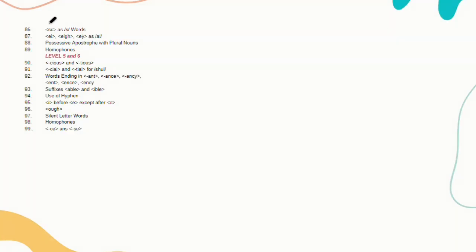Next we have SC, where C is silent, so we have a word list of such words. We need to introduce this concept to our kids that when SC are together, C gets silent.